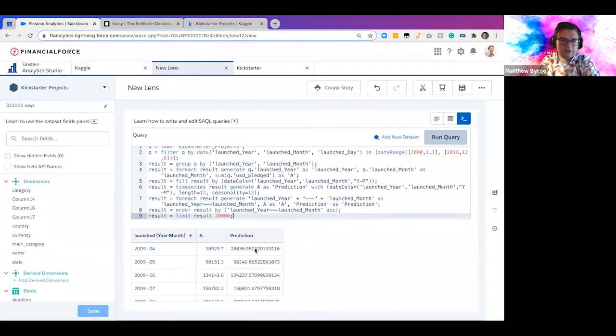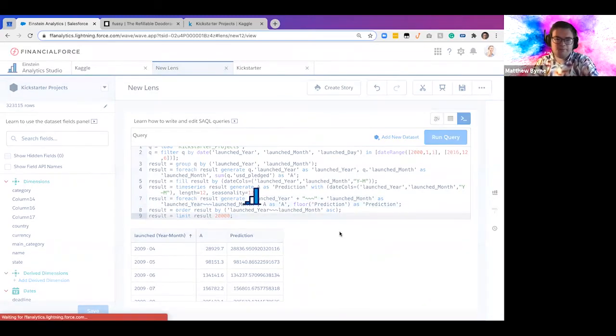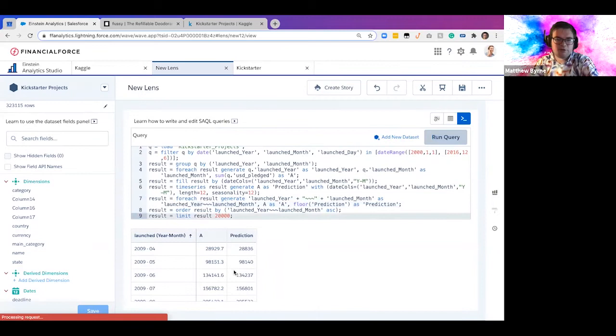You can also see it's added a bunch of decimal places. So this can use standard mathematical functions like rounding, or if you're familiar with Excel, you can use a floor function, which is going to round it down. So it's a bit easier for us to read.